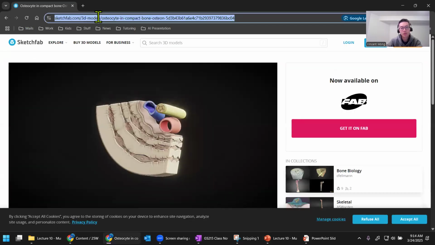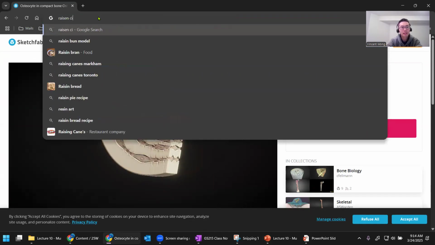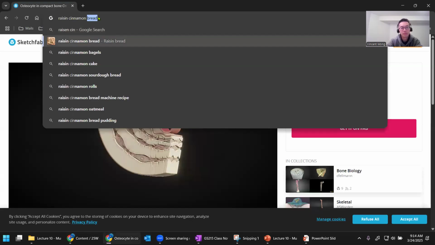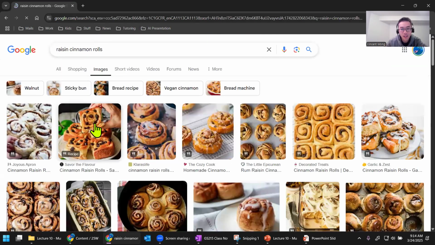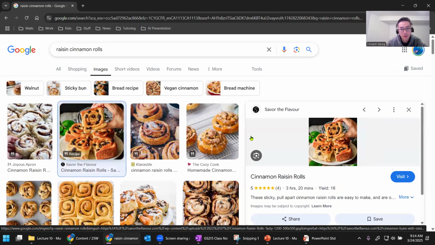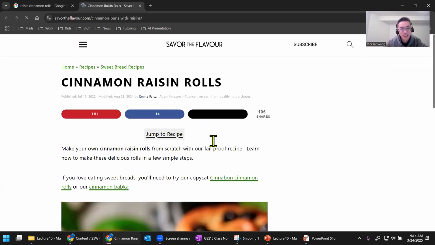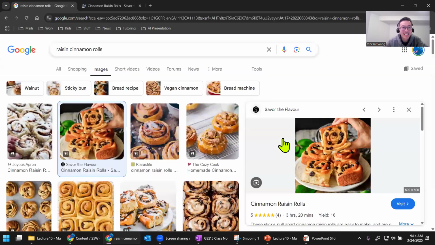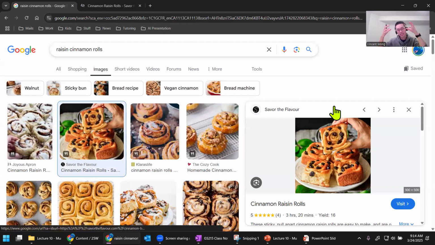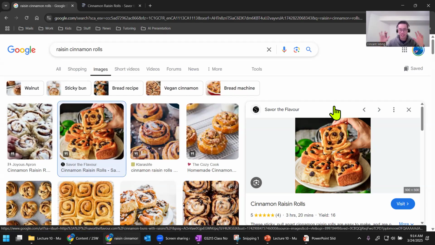So maybe let's look up a raisin cinnamon bun roll. Maybe it will help. Without the glazing though. I don't want the glazing. Glazing is going to make it confusing. Okay, there we go. It's kind of like this guy. This one looks good, but it's really zoomed in. Anyways, can you guys picture it? All these raisins, that's the lacuna, and then you have the entire cinnamon roll. That would be like the osteon.